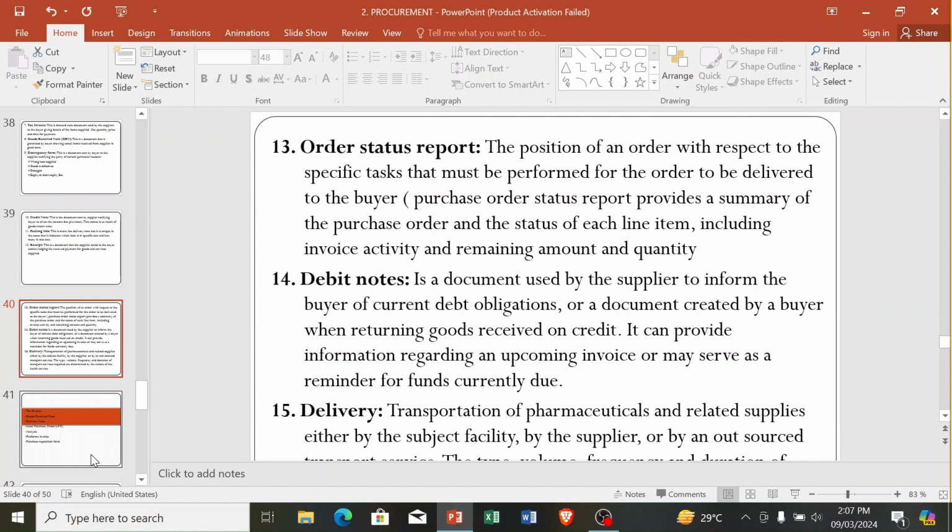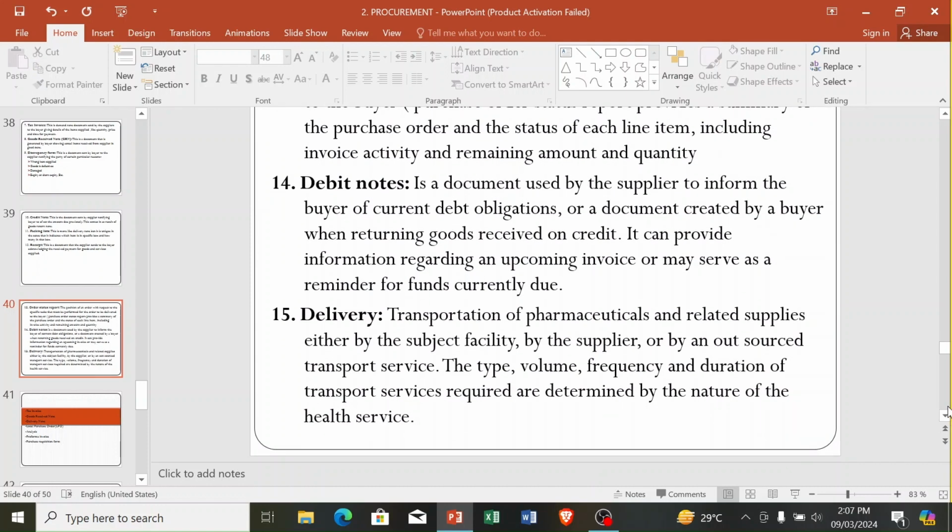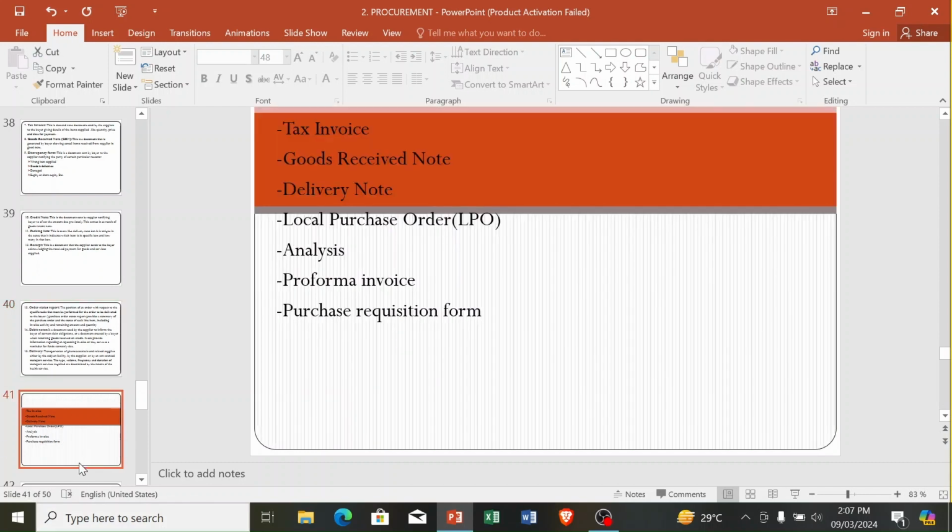Delivery: transportation of pharmaceuticals and related supplies, either by the facility, by the supplier, or by an outsourced transport service. The type, the volume, the frequency, the duration, and the transport service required, for example, are determined by the nature of the health facility. So that is a delivery.